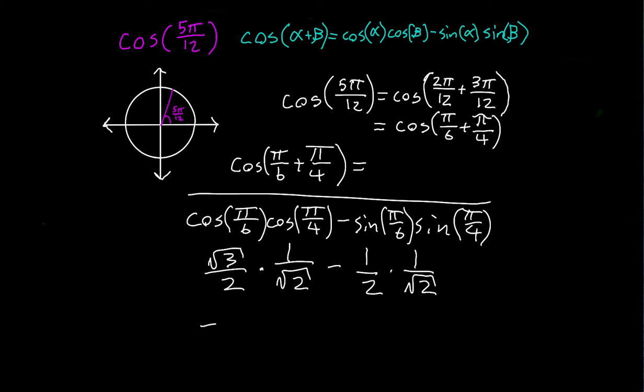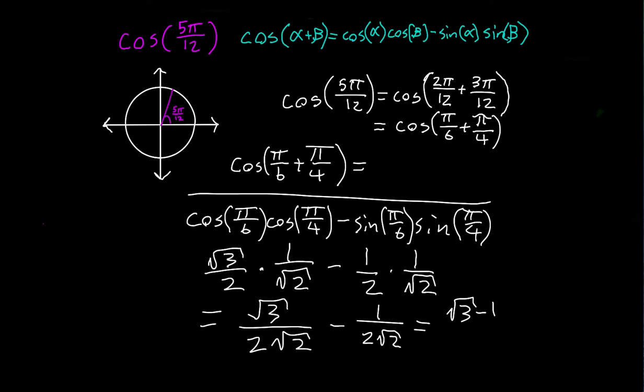So let's simplify this at least a little bit. That's going to be square root of 3 divided by 2 square root of 2 minus 1 divided by 2 square root of 2. This simplifies out rather quickly to square root of 3 minus 1 divided by 2 square root of 2. And this is as far as I'm going to take it. Notice we now have the cosine of 5 pi over 12 in a form that does not involve trigonometric functions, and we did not use a calculator.